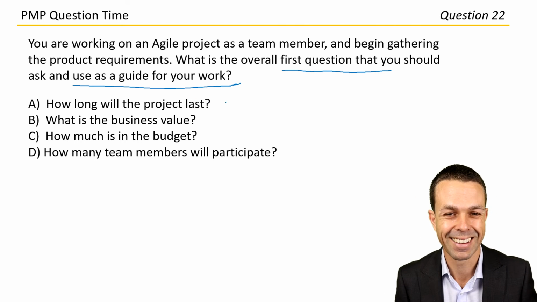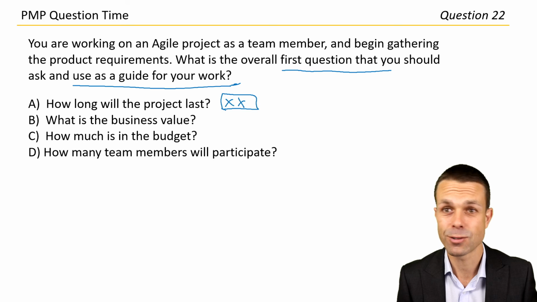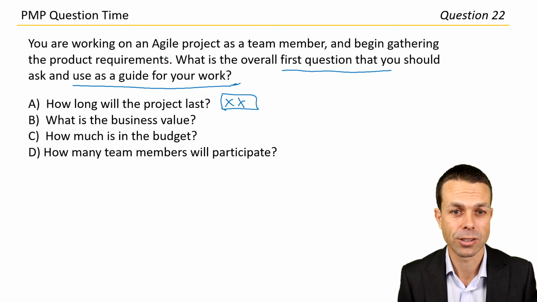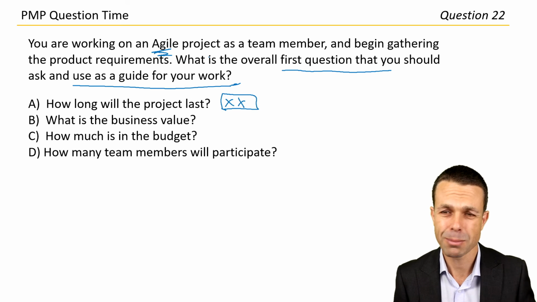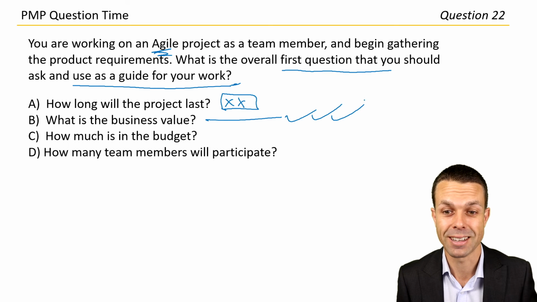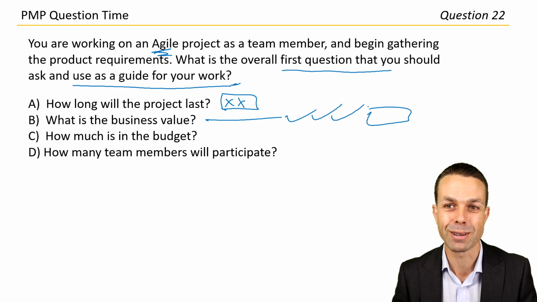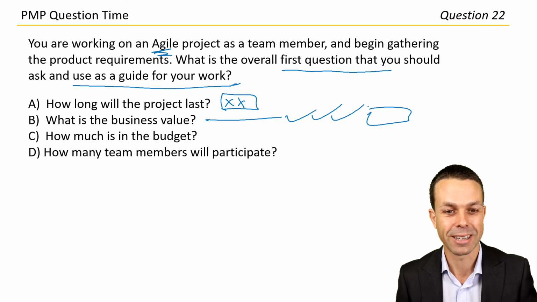Some people might be asking that, but I don't think that's really what we want. It is still valid, but probably not for an Agile project. Well, let's see what else we've got. What is the business value? Okay, definitely business value. That's the core driving force behind what we're delivering in an Agile team.